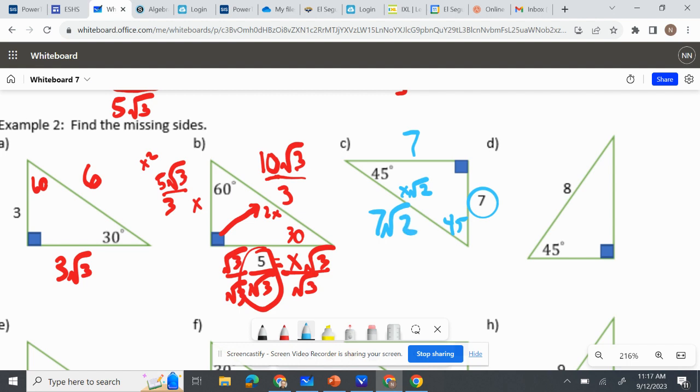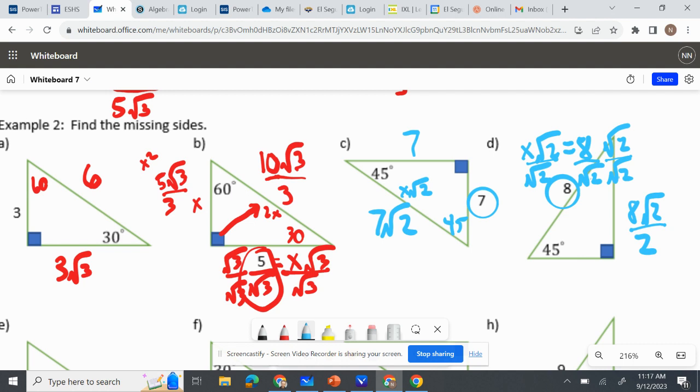Now for letter D, it's a little bit different. What they give us is the hypotenuse, which once again is x rad 2. So if we're trying to find the x value, we're going to divide it by the square root of 2. Once again, we have to rationalize it. And so what we get is 8 square root of 2 over 2, because 2 times 2 is 4, and the square root of 4 is 2. Now we can simplify this a little bit more, and so our answer is 4 square root of 2. That means both sides are 4 square root of 2.